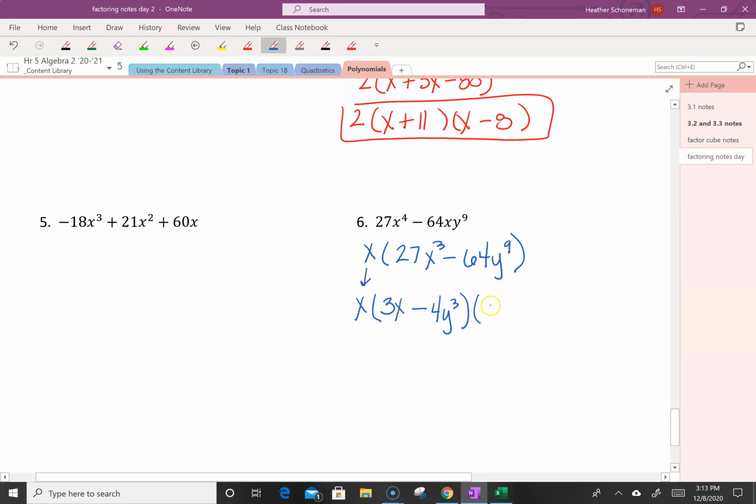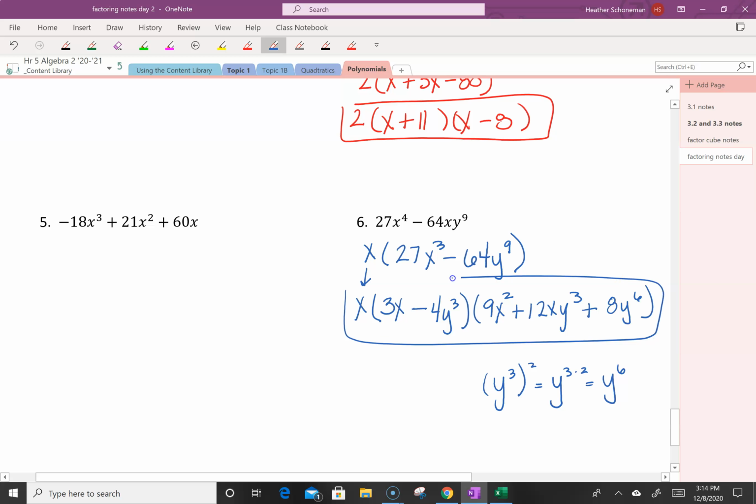I take the 3x and square it, which would give me 9x squared. Change the sign to a plus. Multiply the two things together, which would give me 12xy cubed. The last sign is always plus, and then I have to take 4y cubed and square it. So that's going to give me 8. Y cubed squared is power to a power, so I'm going to do 3 times 2, which is 6. So it's y to the 6th. And that is my final answer.